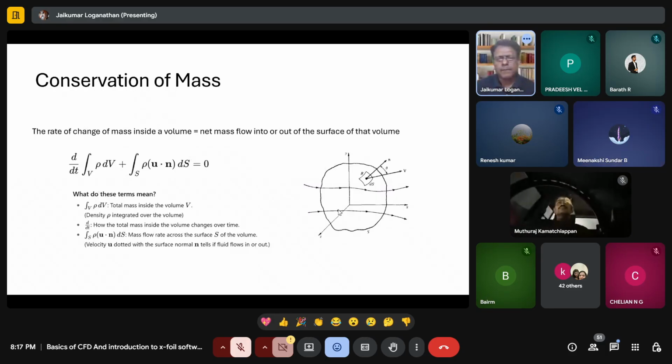Now, we will start with the conservation of mass. I don't know how many students are final year, third year, or second year. Can we have a rough estimate? Are most of them third year and final year, or do we have second year students also in the call?